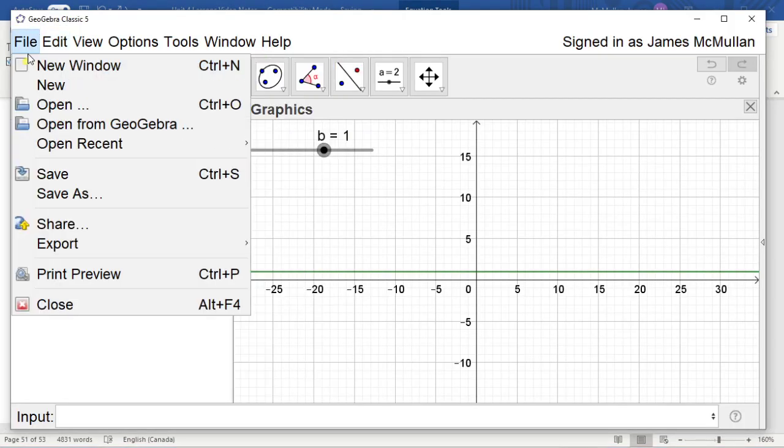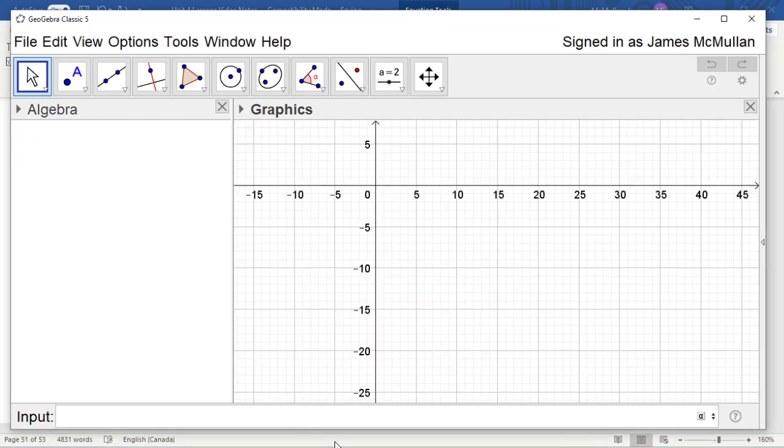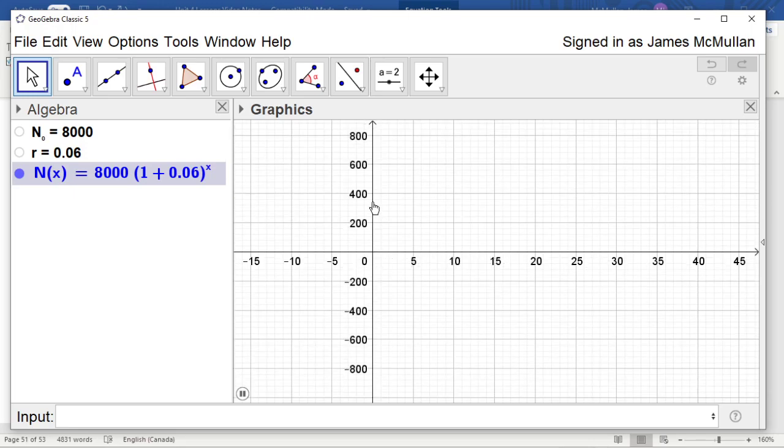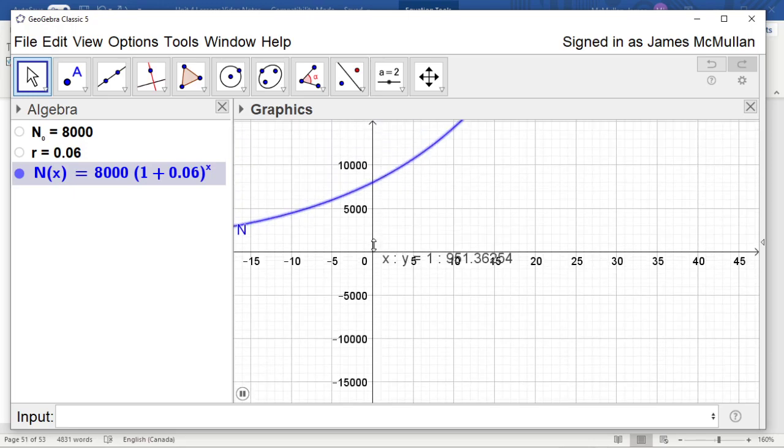Let's draw it actually. Okay, so let's draw it here. N0 is 8,000, r is 0.06, N of t is N0 times (1 plus r) to the power of x. Sorry, not t, I have to put x in GeoGebra. Okay, so how much is this thing worth? You can see at time 0, it's worth $8,000. And where is it 10 years later? Okay, 10 years later, it's at $14,000.